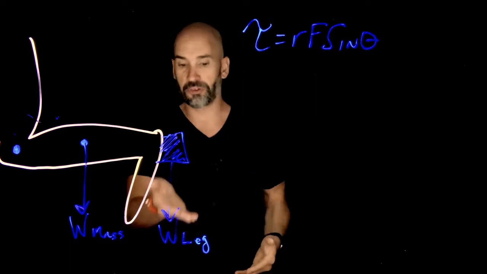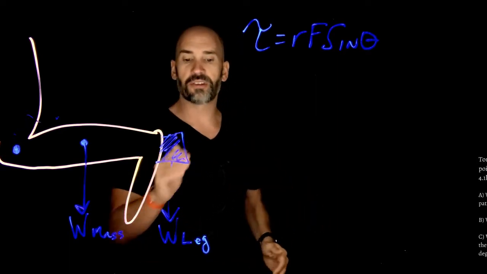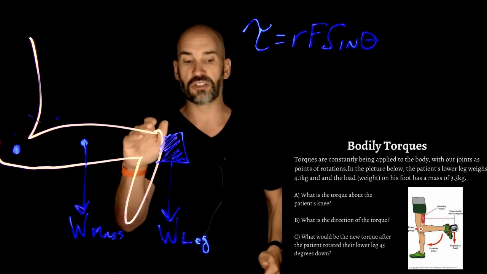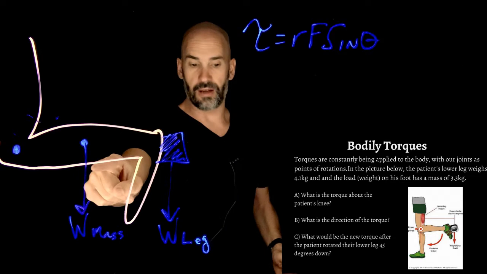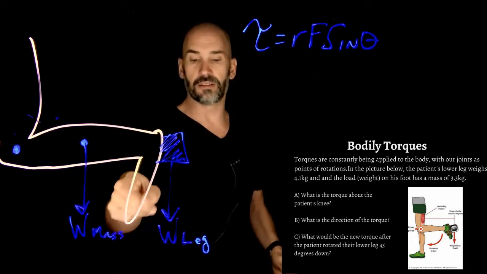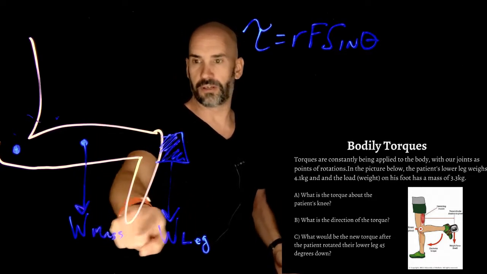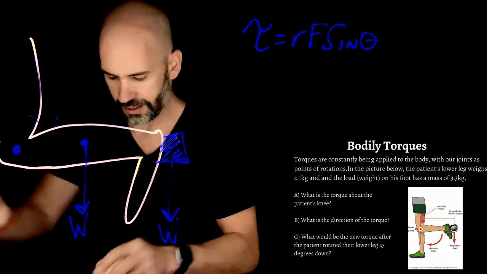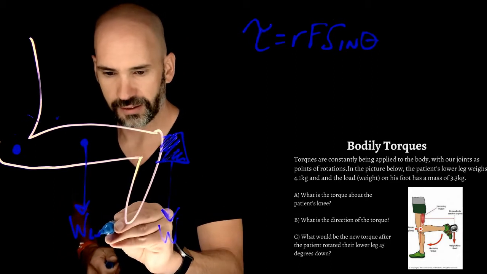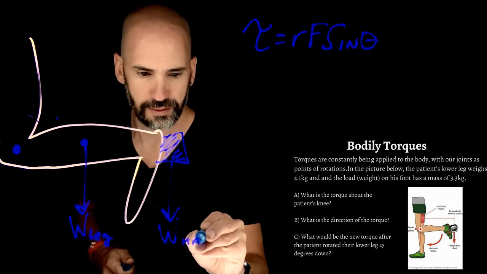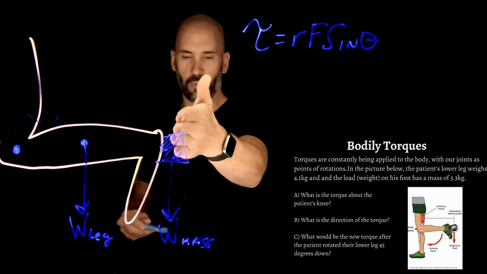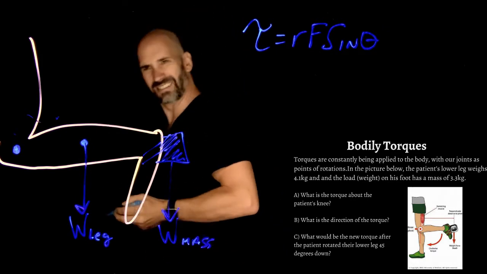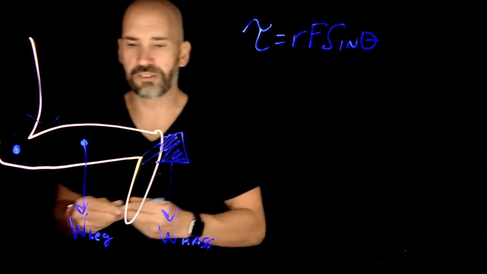And so in this problem, called bodily torques on this slide, it says torques are constantly being applied to the body with their joints as points of rotation. In the picture below, the patient's lower leg weighs 4.1 kilograms and the load, or the weight over here. Oh, these are backwards. This is going to be the leg and this is going to be the mass, right? So you have the weight of this mass over here that's attached to this person's leg. They're doing a little workout like this to make the hamstrings all powerful. And then there's also the weight of the leg.